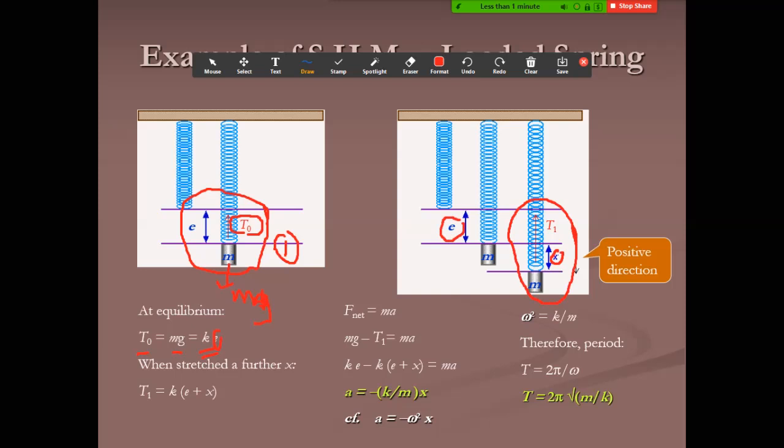Now you will have a new tension T1, which is greater than mg. So now you have a net force. Which direction? Upwards. So how much is the new net force, when the spring is stretched further?